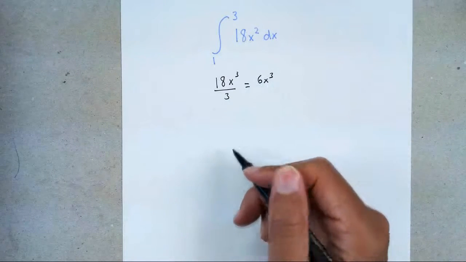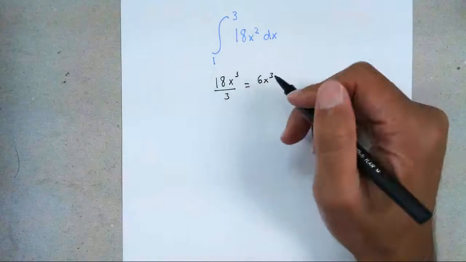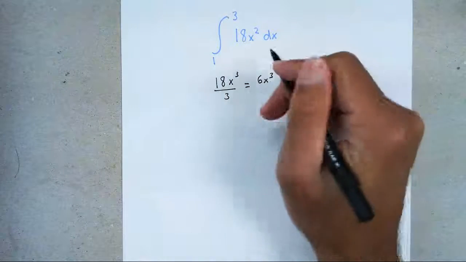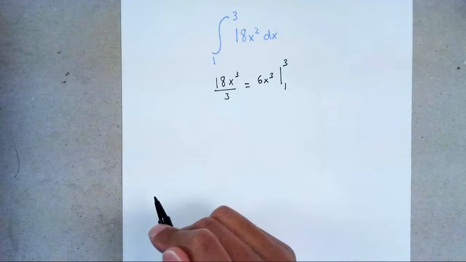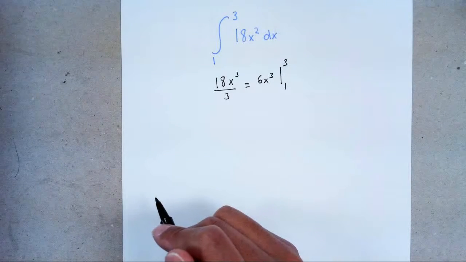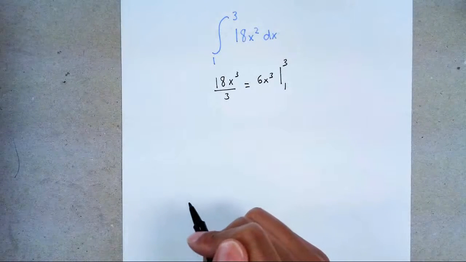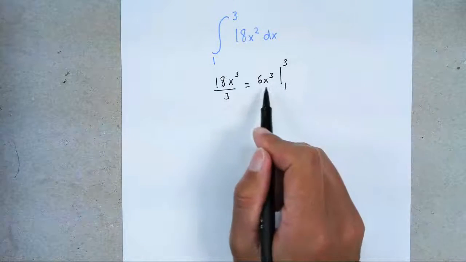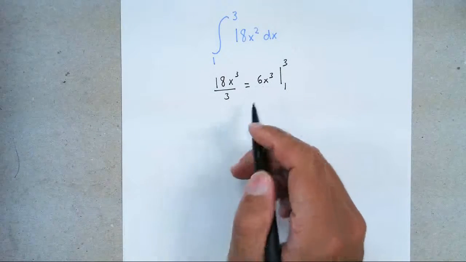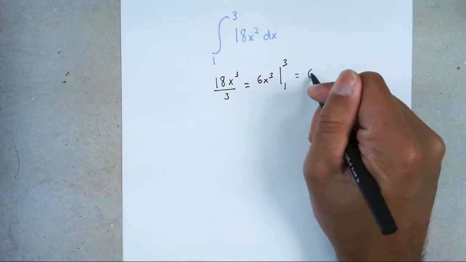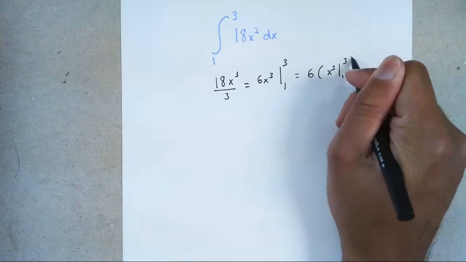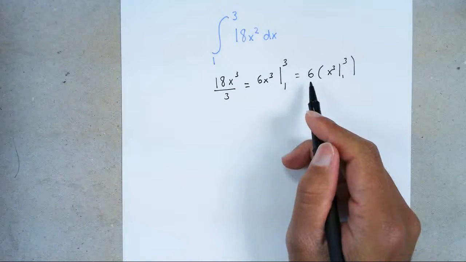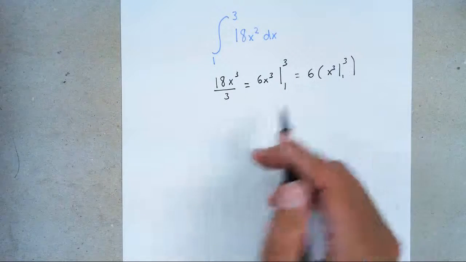Your next step is you can't forget about your lower and upper bound. So they're going to introduce this bar. You're going to put your upper bound up here and your lower bound here. Now we can't forget that our goal is to do f of b minus f of a. So we have to plug in this 3 and plug in this 1. But I don't really care about this constant, so I'm going to pull it to the side. I'm going to do 6 times parentheses x cubed from 3 to 1, because I don't really want to work with this 6 yet. So my next step is to plug in this 3 and then plug in this 1.